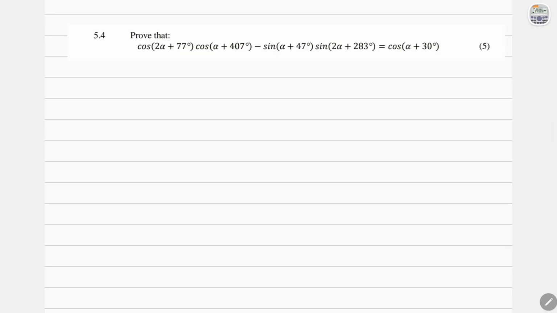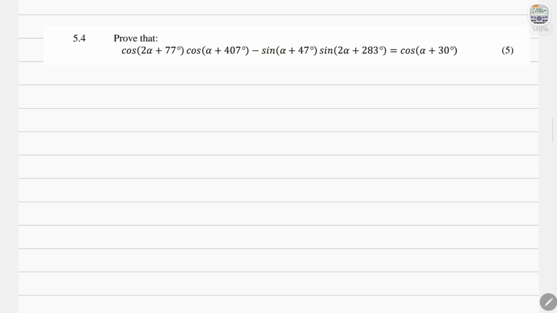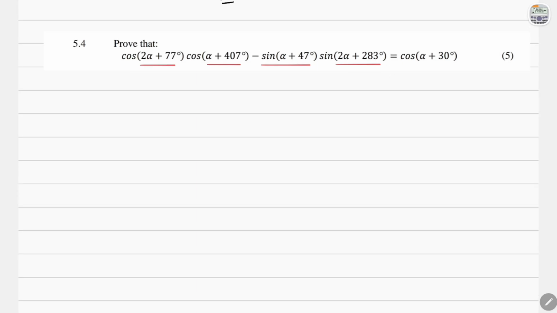Question 5.4 says, prove that, and we have, let's just look at what we have here, cos 2 alpha plus 77 degrees, cos alpha plus 407 degrees minus, I'm just trying to look for consistency with this because the way it looks is saying cos, sine. So you can see it's singing the cos song, okay? So we're going to use the compound angle formula for cos. And then this says sine, okay, alpha plus 47 degrees, similarity there. And then 2 alpha plus 283 degrees.